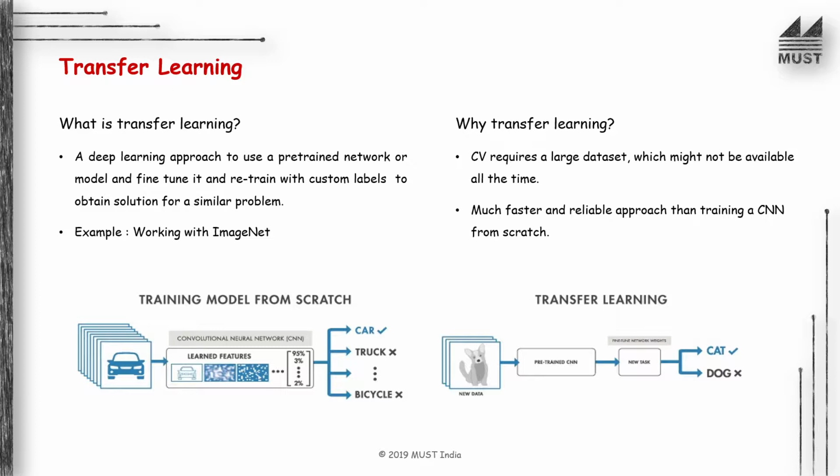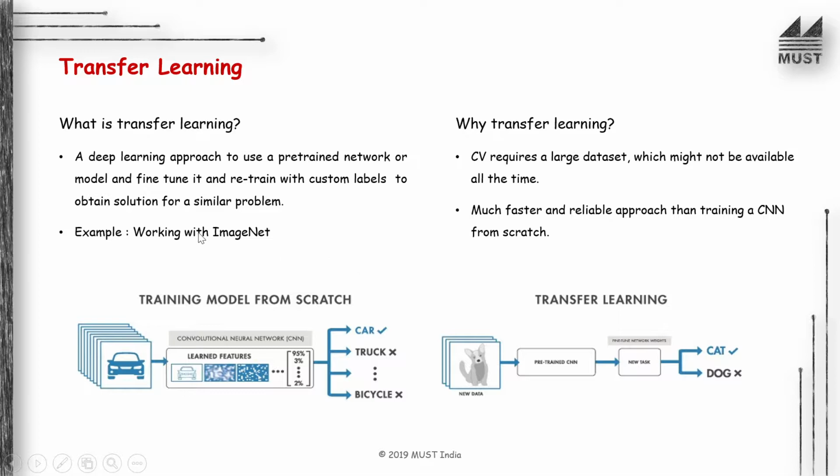Okay, so I'll now talk about something very important. It's called transfer learning. So in deep learning approaches, instead of training your network from scratch, because training your network from scratch can be very difficult, you need a very large data set, you need a very high computational power, and you need to spend a lot of time to complete the training and make it more accurate. So instead of training your network from scratch, you try to use a pre-trained network or model and fine tune it or retrain it with the different labels of your application and try to come up with the solution.